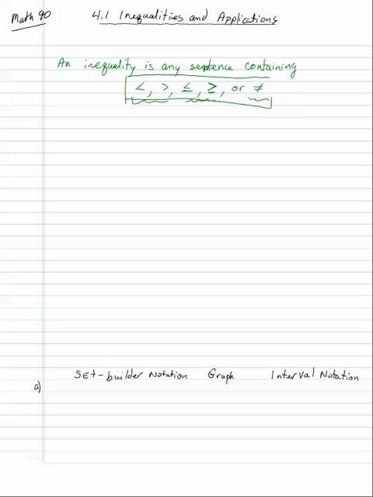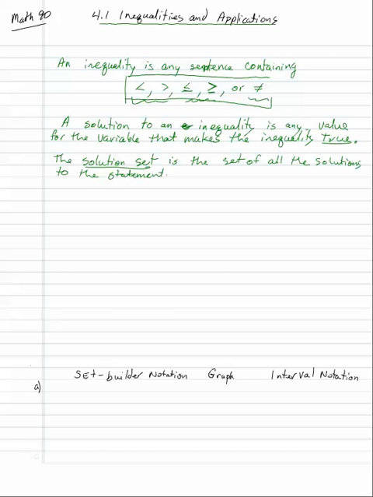All right, so we can modify our statement for solutions. We know solutions are anything that makes a sentence true, so that's the same for an inequality. Any value of the variable that makes an inequality true is called the solution. Okay, so the solution set is the set of all the solutions to the statement, whether it's an inequality or equation. That's the same.